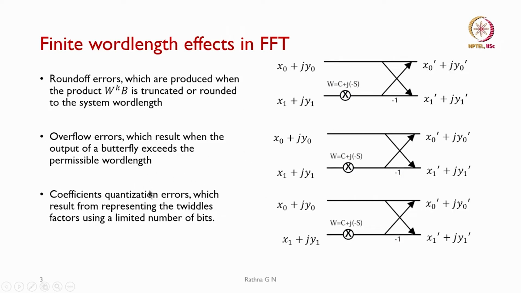The other one is the coefficients quantization errors. This is the third one, which results from representing the twiddle factors using a limited number of bits. We cannot represent WK itself, because infinite numbers of bits are not available. So we have to truncate our twiddle factors, and that will cause coefficient quantization in the sine and cos functions that we store.